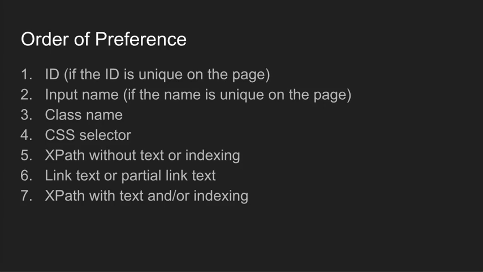Keep in mind, you want to keep things simple, right? We shouldn't jump to using XPaths whenever IDs and class names would suffice. Test automation should always be as intuitive as possible.